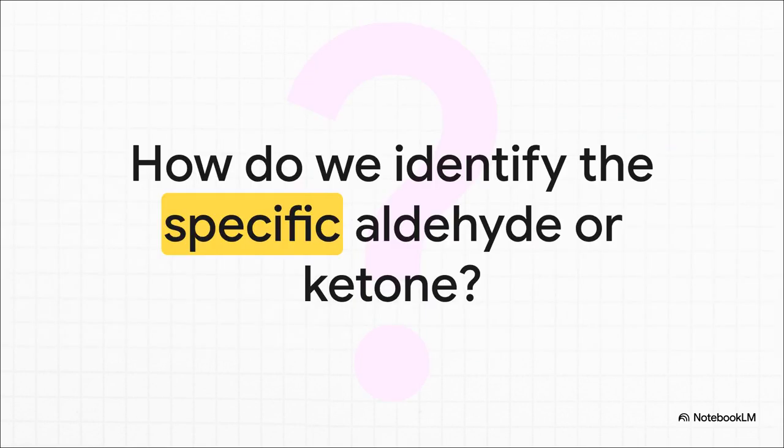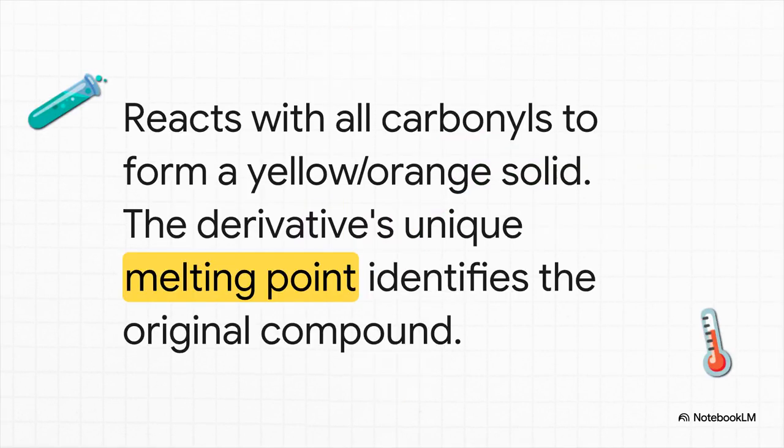Okay, this is all great. We can tell aldehydes and ketones apart. But we're still stuck, right? These tests don't tell us the difference between, say, propanal and butanone. We need a way to get a unique fingerprint for the exact molecule that we're dealing with. And the solution to this is a reagent called 2,4-DNPH. And this is just incredibly clever. It reacts with pretty much all aldehydes and ketones, and it forms a bright yellow or orange solid.